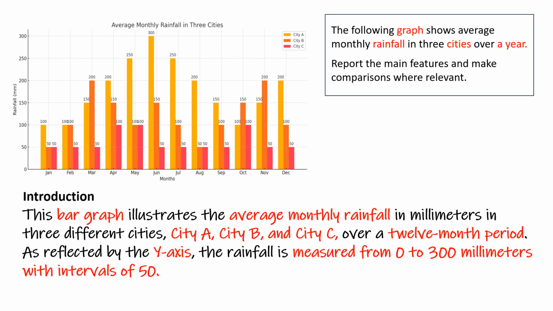Use this kind of detail in your introduction to quickly and effectively boost your scores. Also, include the y-axis information when it makes sense. In this case, for clarity, it makes sense to explain to the reader that the measurement was done from 0 to 300 millimeters with intervals of 50.